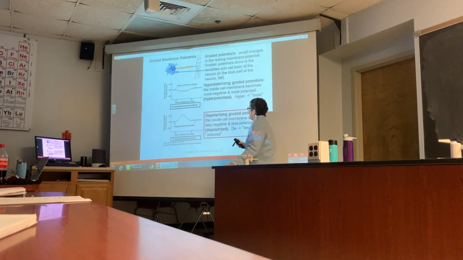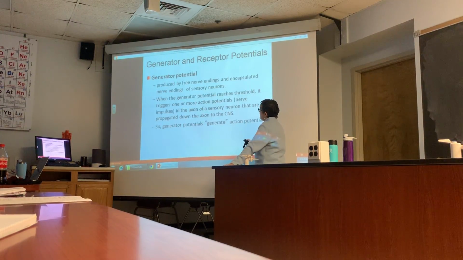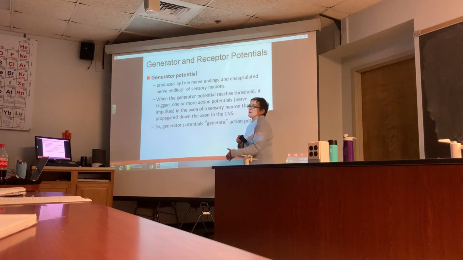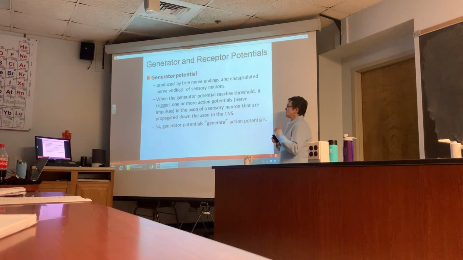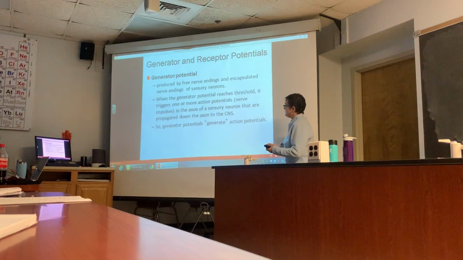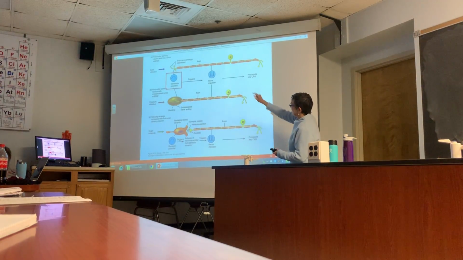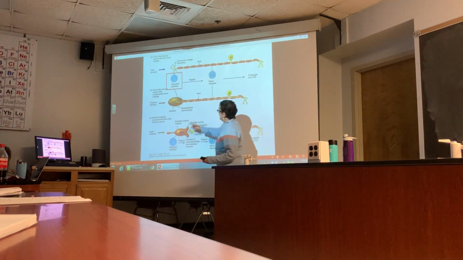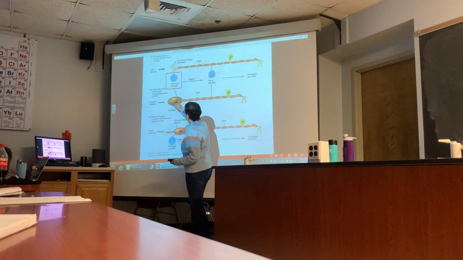So generator potentials, again, are in the free nerve endings and encapsulated nerve endings of sensory neurons. When you reach threshold, then it'll directly trigger an action potential. And that's why they're called generator potentials, because they directly generate action potentials if they reach threshold. And so that's what you have in that picture up here. Just in the dendrites, not in the axon, but the dendrites.